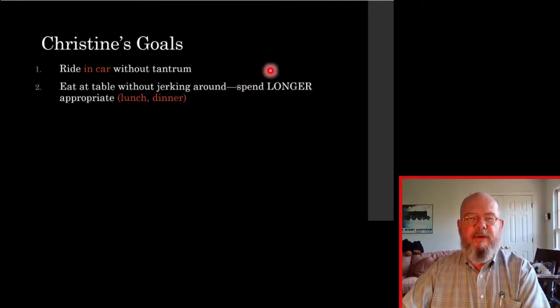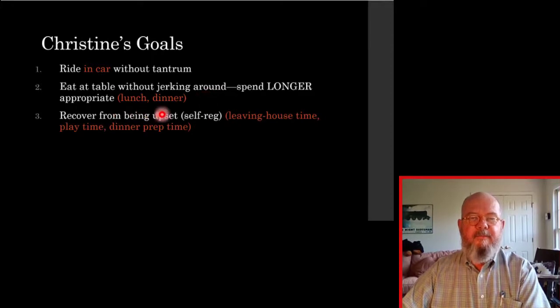Eat at table without jerking around. Spend longer time there appropriately, and this is at lunch and dinner time. So this is a child goal. It's an engagement goal. Recover from being upset, self-regulation, and this was needed at leaving the house time, playtime, and dinner preparation time. And this probably would be measured by duration, how quickly the child pulls herself together.